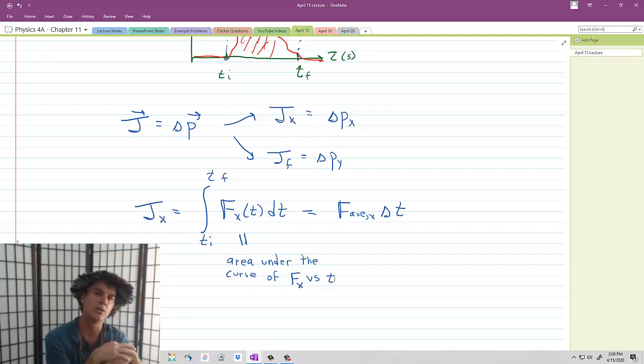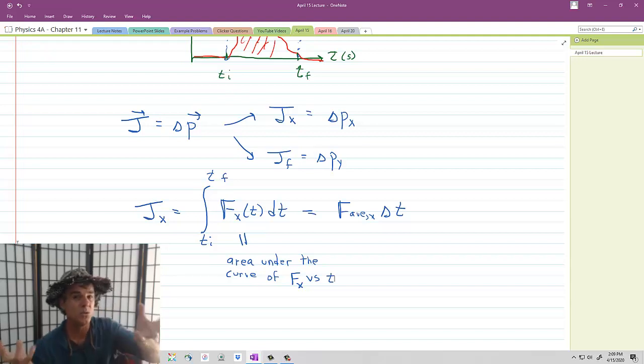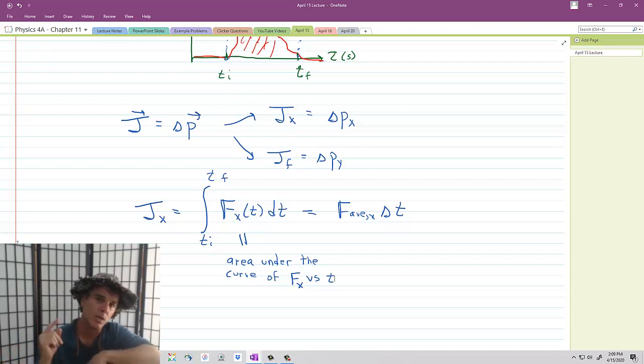The unit of impulse is the Newton second. The unit of momentum is the kilogram meter per second. Those two units are equivalent. A Newton second is the same as a kilogram meter per second, but we always use kilogram meter per second for momentum. We always use Newton seconds for impulse.